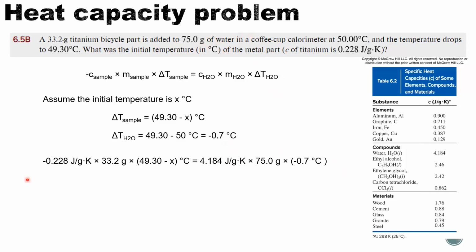All the units can cancel out from left to right, so that's great. We don't need to do any unit conversion. As long as the units are the same on the left and the right of this equation, we are good, with only one exception: the temperature has to be in Kelvin or degrees Celsius. If it's in Fahrenheit, you still need to do the conversion. Okay, so now we can solve this equation and get the value of x as 20.3. That's 20.3 degrees Celsius as the initial temperature of the metal part.